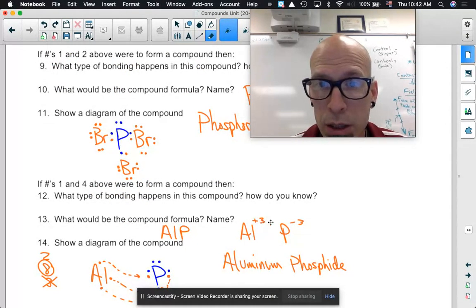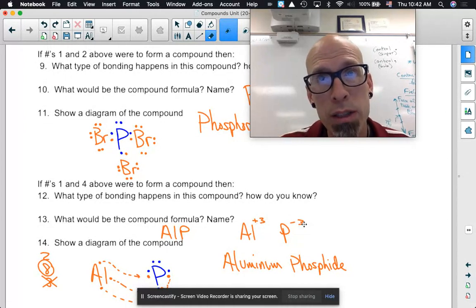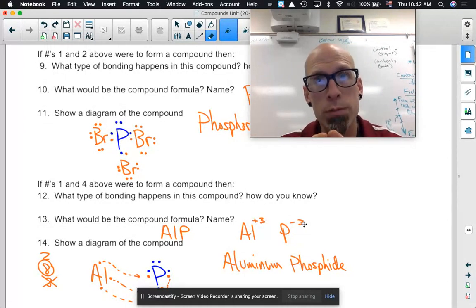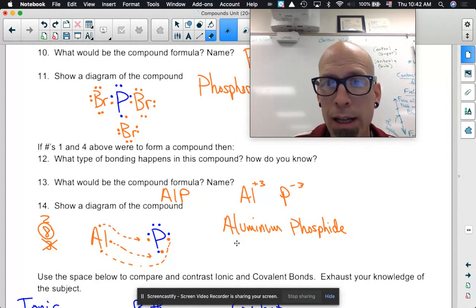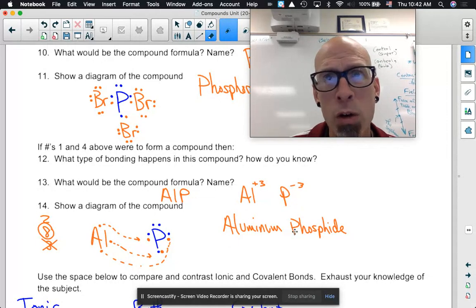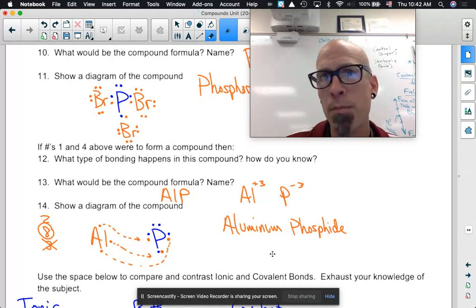Why? Because it's a +3 and a -3. How many +3s and how many -3s does it take to make neutral? One of each. And the name is just aluminum phosphide. It's not monoaluminum monophosphide. It's not aluminum monophosphide.